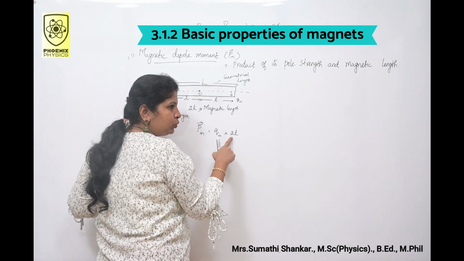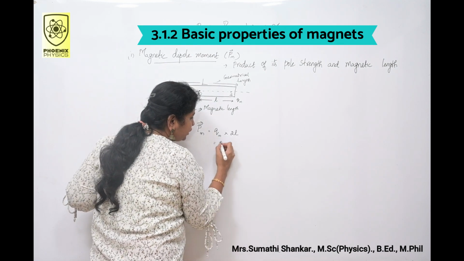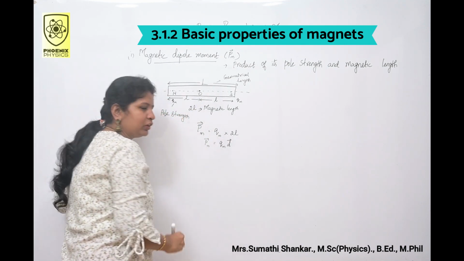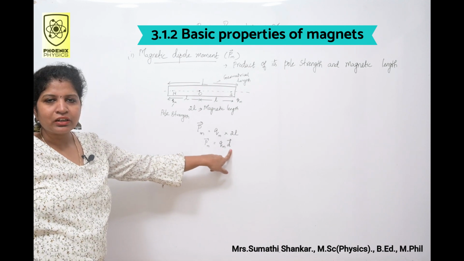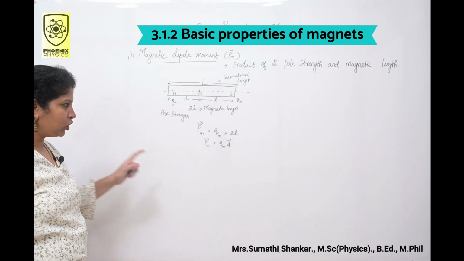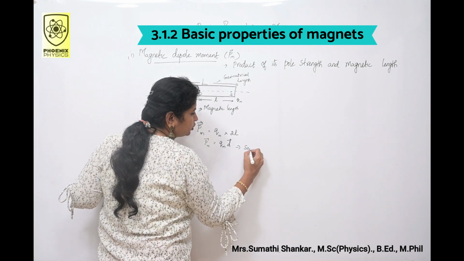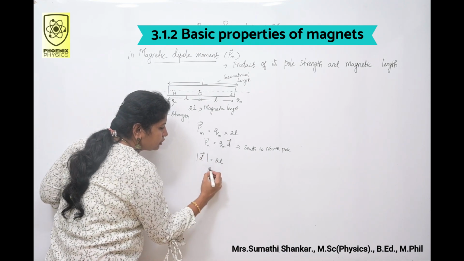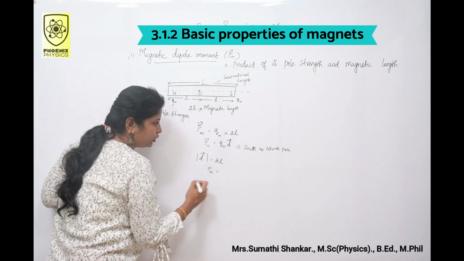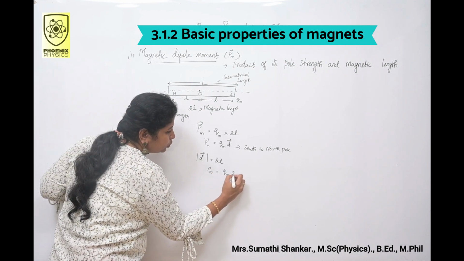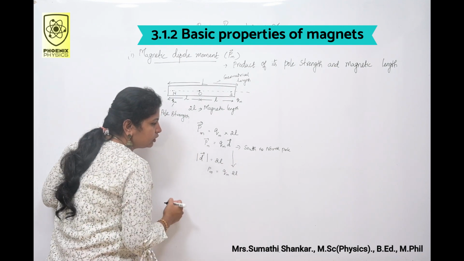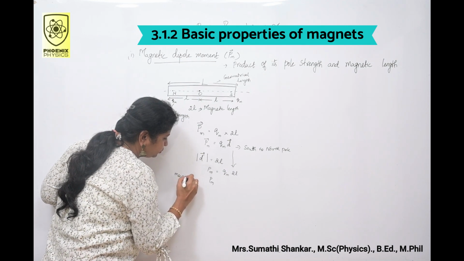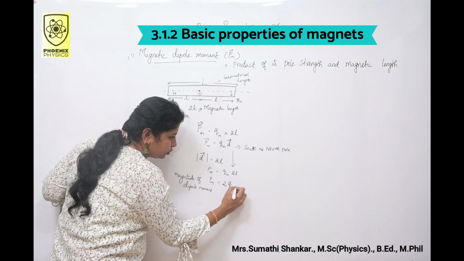So Qm into 2L, or we can write Qm into D vector. This is equal to Pm vector. What is this D vector? D is a vector drawn from south to north pole, and the magnitude of D is equal to 2L. So magnetic dipole moment Pm is equal to Qm into 2L, or we can write magnitude of dipole moment is equal to 2 into Qm into L.